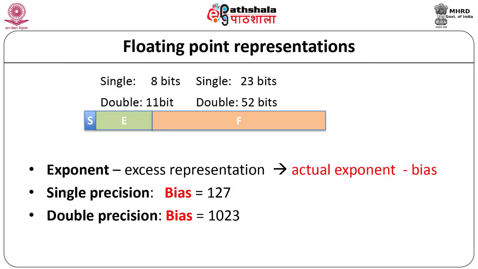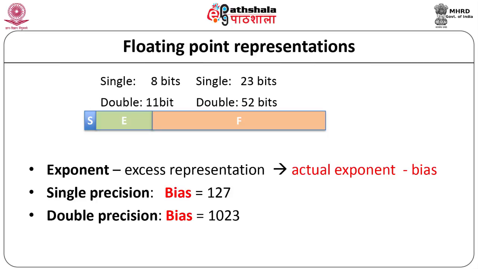In this standard, the sign bit is B31 in single precision and B63 for double precision. Exponent: for single precision, the excess or bias 127 is used. Normally one expects the bias to be half the number of representations. Nevertheless, the excess is 127. Thus, the range of possible exponents is minus 127 less than or equal to exponent less than or equal to 128. In double precision, the bias is 1023.